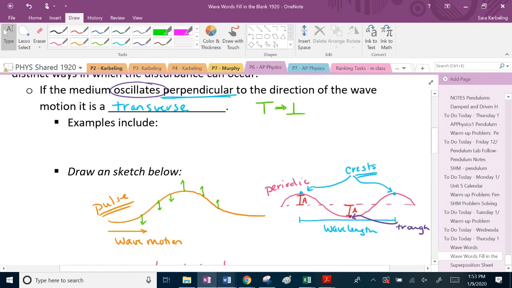What kinds of waves travel as transverse waves? You saw one out in the hallway. Yeah, a wave on a spring can be transverse.